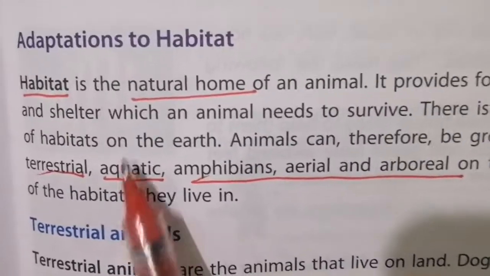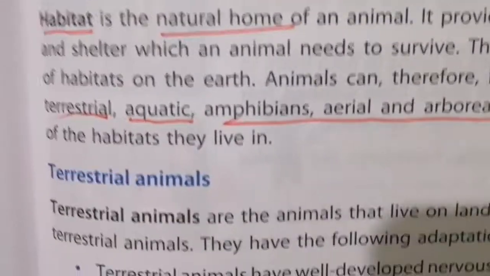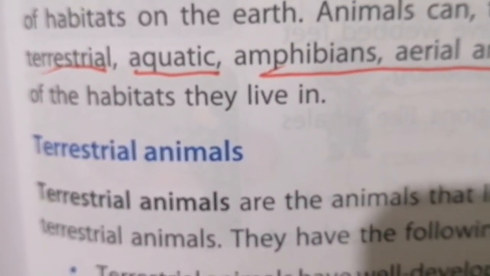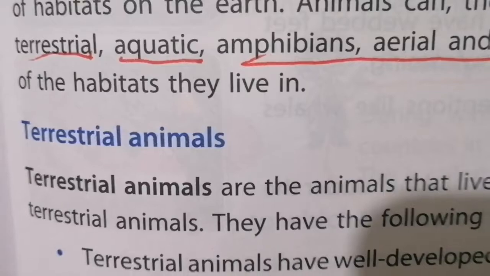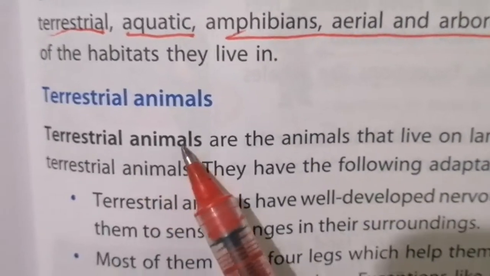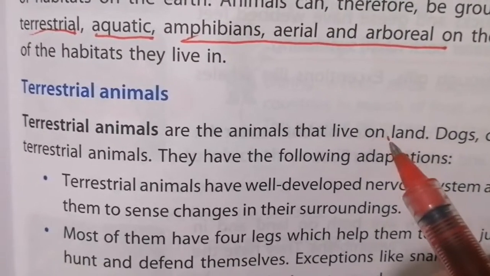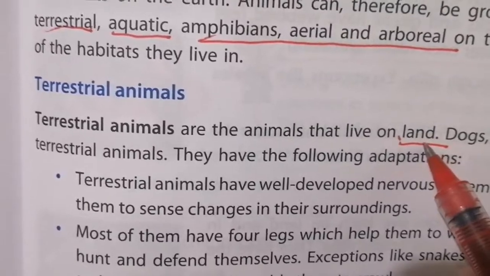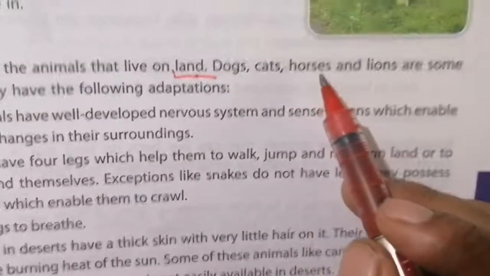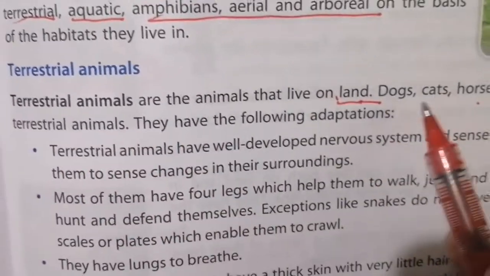So shall we start with the first one? What is the first one? Yes, it is terrestrial. What is the spelling of terrestrial, children? Listen here. Terrestrial. So what are terrestrial animals? They are the animals that live on land. Examples: dogs, cats, horses and lions are some terrestrial animals. Only a few are given.